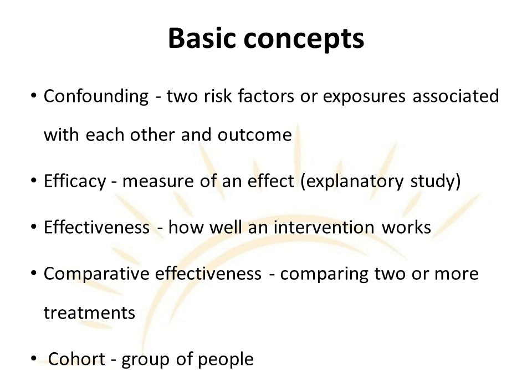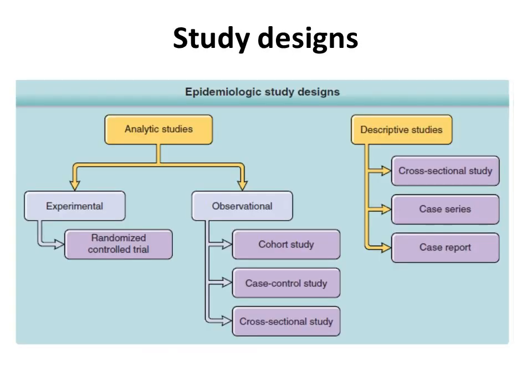Efficacy is the measure of an effect in an ideal setting. Studies that measure efficacy are called explanatory studies. Effectiveness is how well an intervention works in the real world. Comparative effectiveness refers to studies that compare two or more treatments that are generally accepted to be effective. A cohort is a group of people. This is epidemiologic study designs.